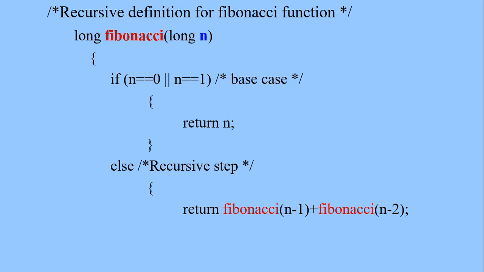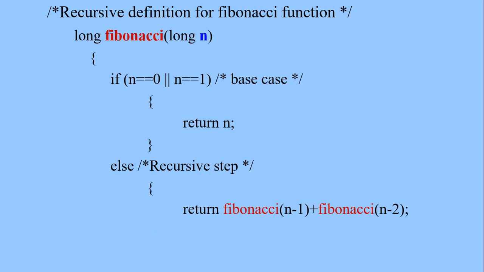So if, for example, the value stored in n is 6, then the recursive part for the return will compute as follows: Fibonacci of 6 minus 1, that is Fibonacci of 5, plus Fibonacci of 4. And finally, that value which will be generated will be returned back to the calling function. And that calling function is main.